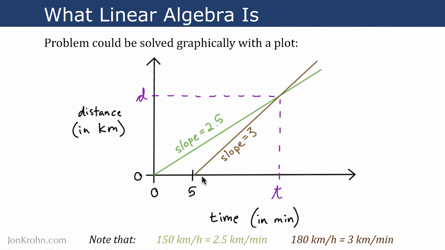And then 5 minutes later, our sheriff starts moving as well, but at the steeper slope of 3 kilometers per minute. And then we could, with our sketch, identify the point where these cross over and solve our system of linear equations and identify the distance traveled as well as the time elapsed when the sheriff catches the bank robber.